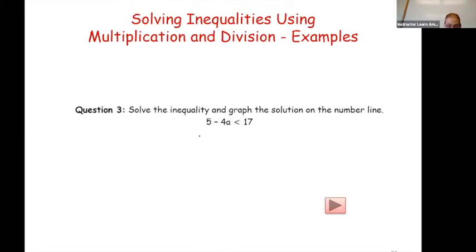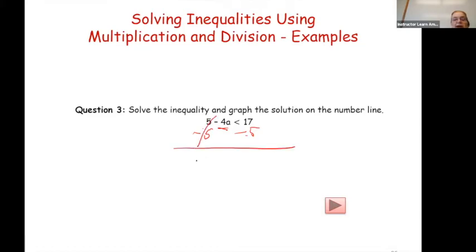Okay, another question involving inequalities. Solve the inequality and graph the solution on the number line. Now, I think you might already have alarm bells ringing because you see that minus 4a. It's good if that sets off the alarm, because that will remind you that when you divide at some point by a negative, you're going to have to reverse the order of the inequality. But before we do that, let's isolate the term that contains the variable. So to do that, we're going to subtract 5 from both sides of the inequality.